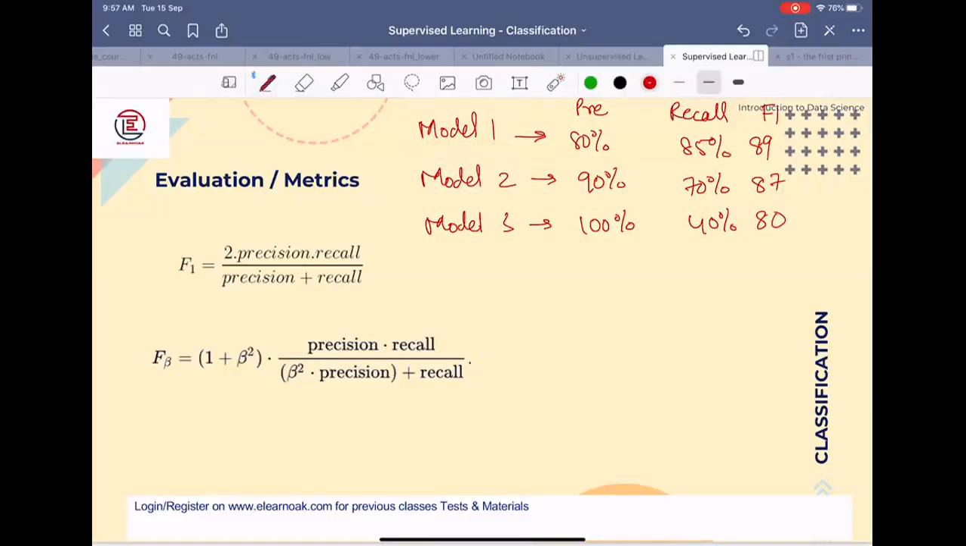How is F1 score evaluated? F1 score is evaluated as the harmonic mean of precision and recall. So basically, if I take 1 divided by (1 by precision plus 1 by recall), you will end up with PR in the numerator and P plus R in the denominator.